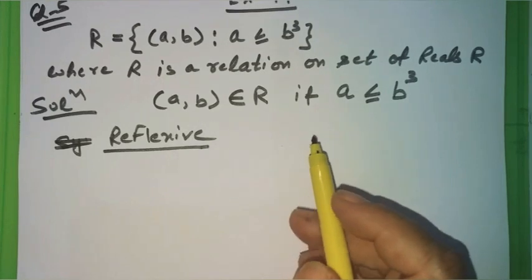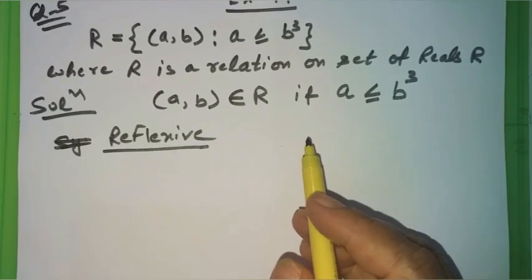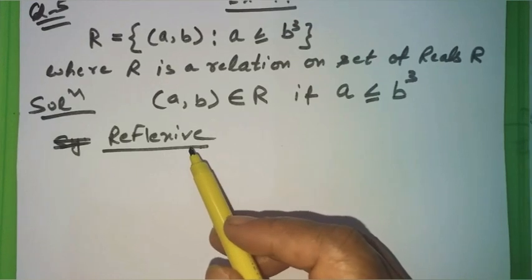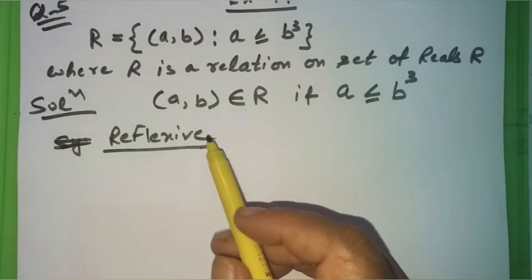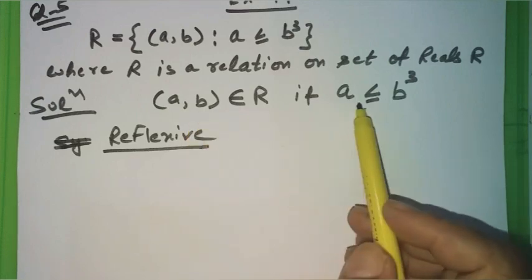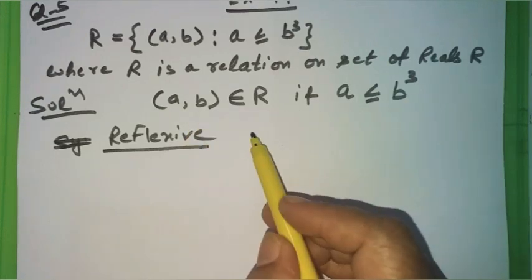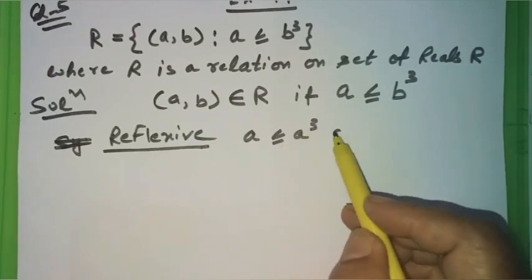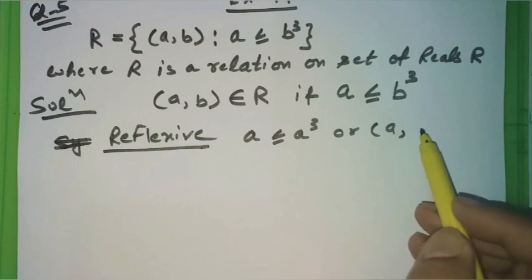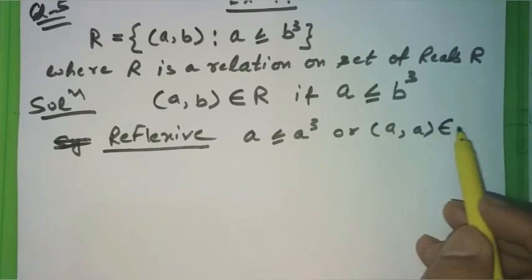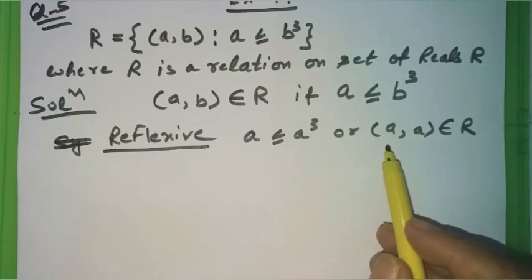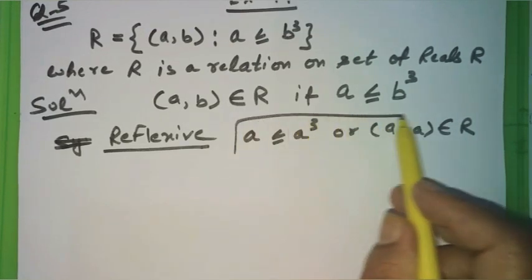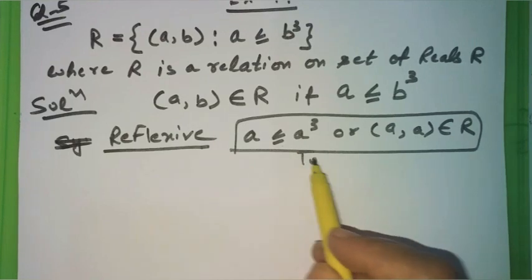As I have already explained in a previous question the meaning of reflexivity, checking whether the relation is reflexive or not means I have to check whether every real number is related to itself under this relation. I have to check if a is less than or equal to a cube, or whether all the ordered pairs of this type, where both the elements are the same, belong to the relation R. This is the thing that I have to check.